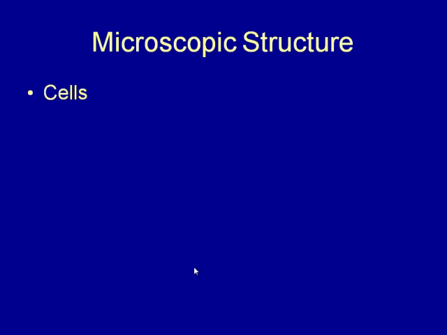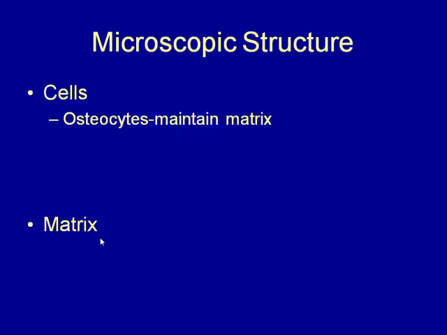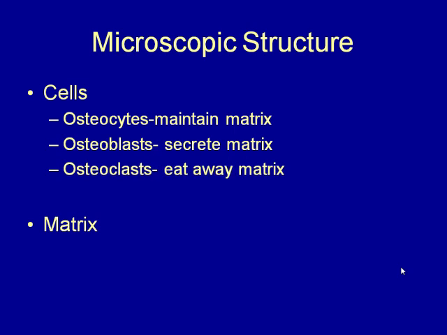Now, the cells of the bone: there are 3 types, and then we have the matrix, because this is a connective tissue. Osteocytes are the cells that are the mature bone cells. They maintain the matrix. Osteoblasts are a group of cells that secrete new matrix, and osteoclasts are a group of cells that will eat away the matrix.